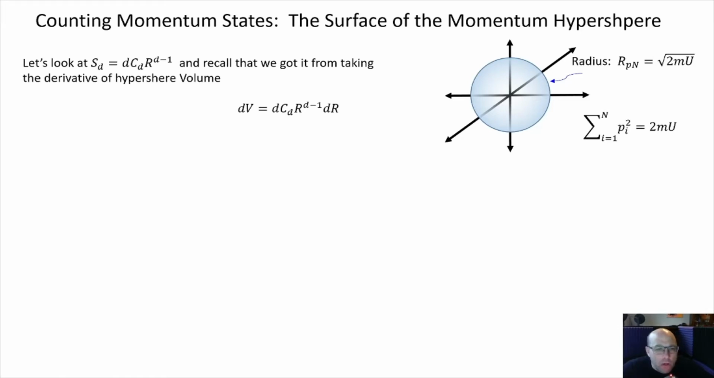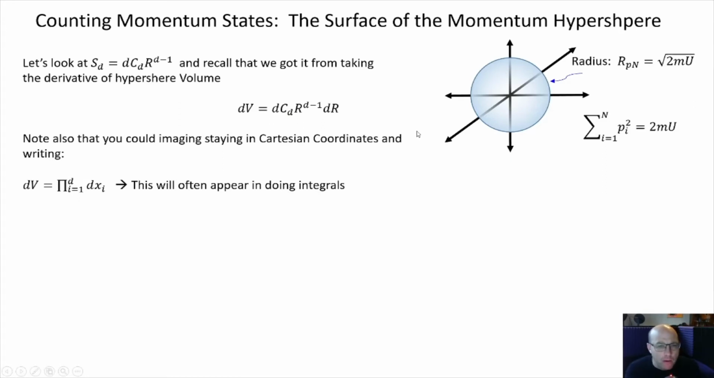If we look at the surface area S sub d, and recall that we got it by taking a derivative, we can rewrite the derivative as the differential volume element associated with the hypersphere: S sub d times dr. That's the thing we would integrate if we wanted to know the volume of the hypersphere. We don't really want to know the volume of the hypersphere in this calculation, but we're going to use it formally.